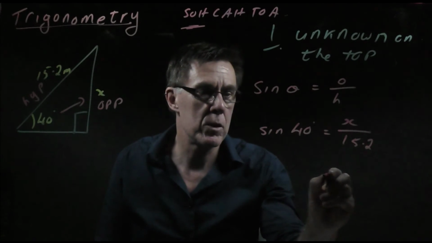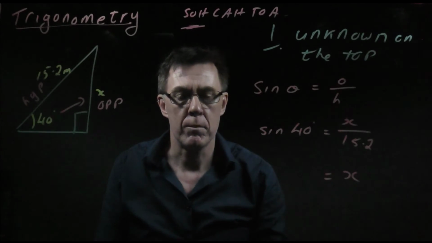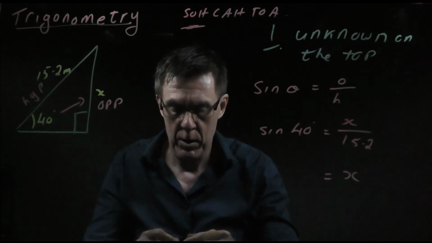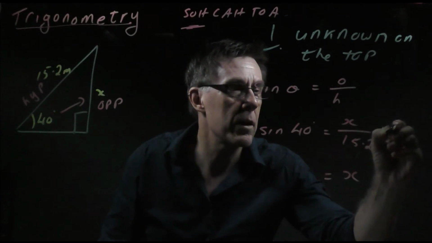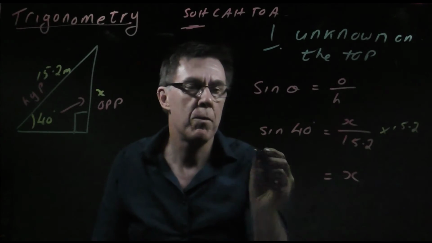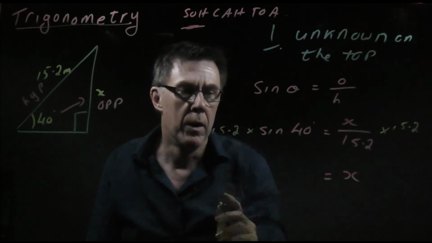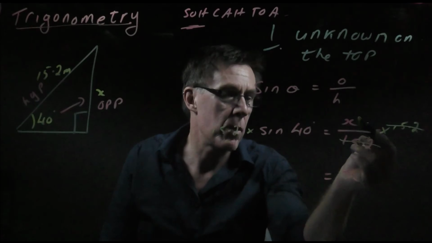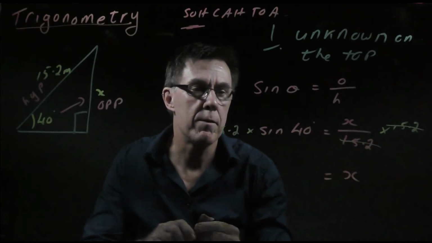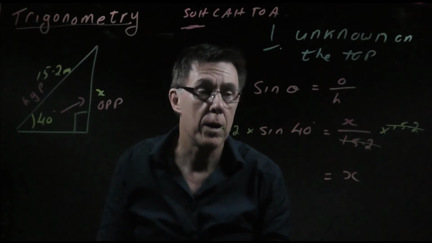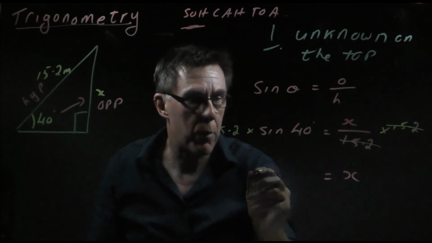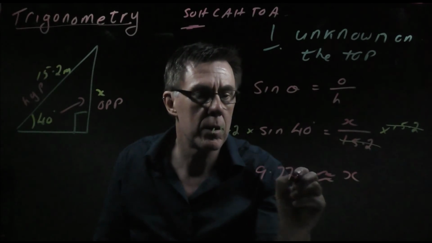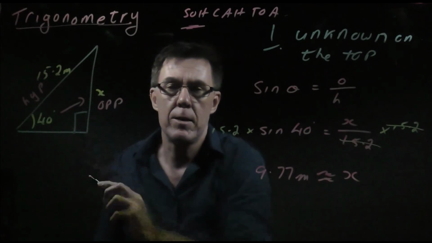So what I want to do now is isolate the unknown on its own. Currently, I'm dividing through by 15.2. To undo that, I need to multiply the right hand side by 15.2, and therefore I'm going to have to multiply the left hand side by 15.2. The multiply and the divide cancel each other out to leave me the unknown, and then I have 15.2 lots of sine of 40 as my answer, and that comes to approximately 9.77 meters, and that is the length of my unknown.